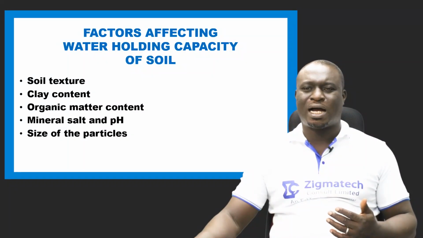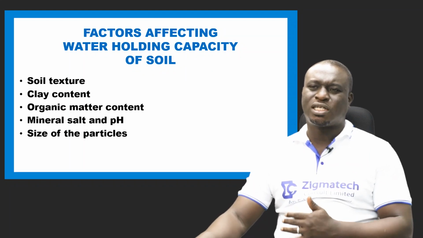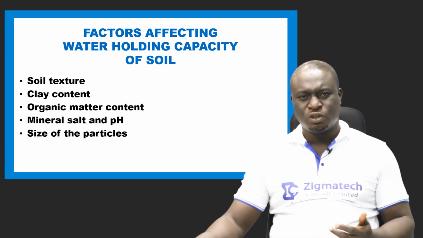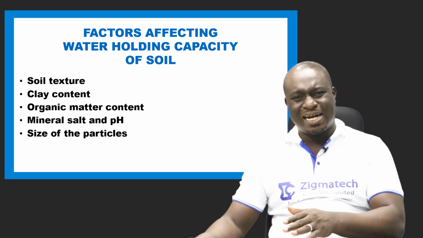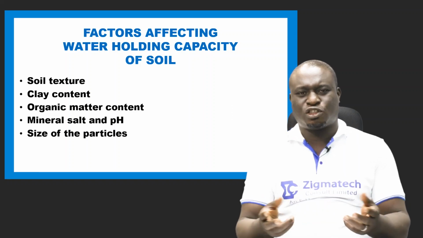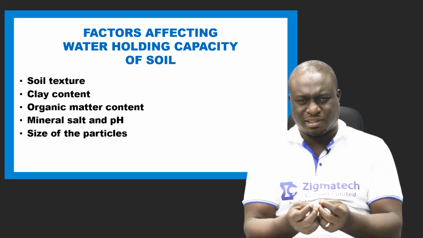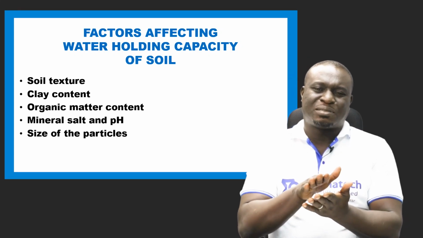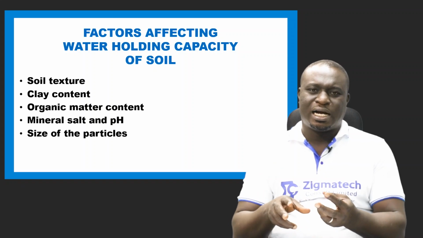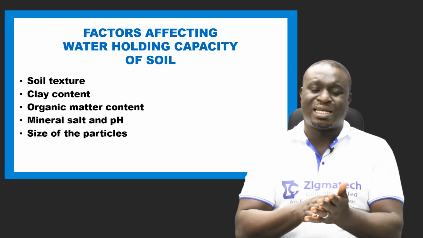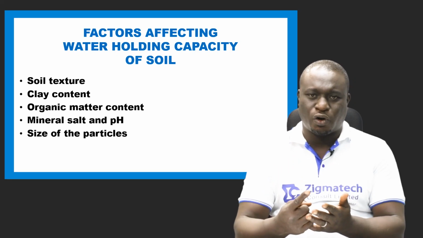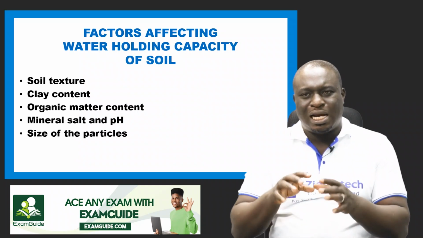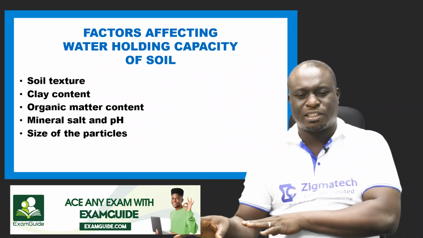Now quickly, let's look at factors that affect the water holding capacity of soil. First of all is the soil texture. The texture of the soil talks about the degree of fineness of the soil structure. The finer the particles of the soil, the higher the water holding capacity of that soil. While the coarser the soil, the lesser the water holding capacity of that soil.